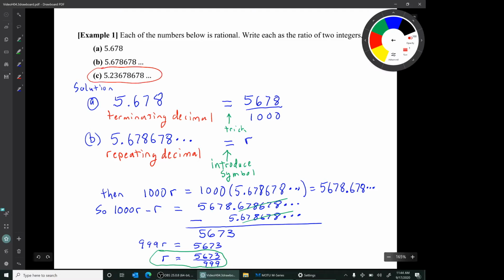Now what about question C? We have a repeating decimal, but it does not repeat immediately. It repeats after 2 places. Then it starts the repeating pattern. How do we express that as a ratio of 2 integers? Well, we'll do that on the next page.